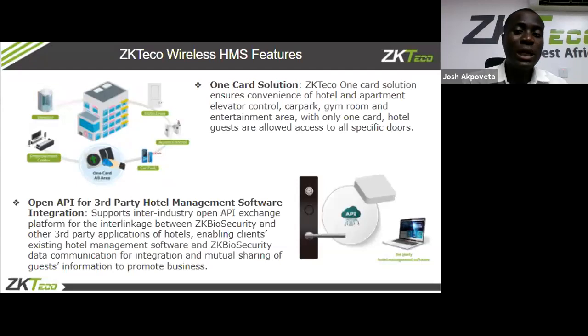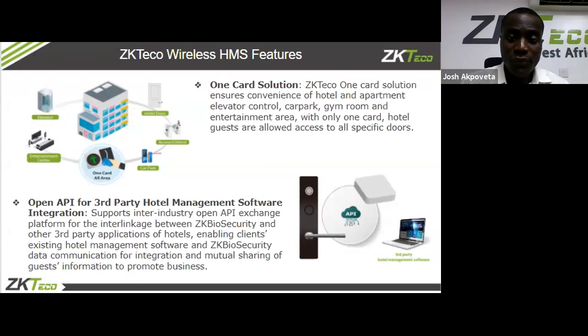You can also integrate the one card solution to ensure convenience for hotels and apartments. By one card, we are talking about a system whereby a hotel has a car park and other entertainment areas, say a gym and a bar. With a single card, you have access to the hotel room, the gym, and the car park. And if you are billing these things, everything comes summed together in a single card, so by the time a guest is checking out, he sees a total of how much he has used up.